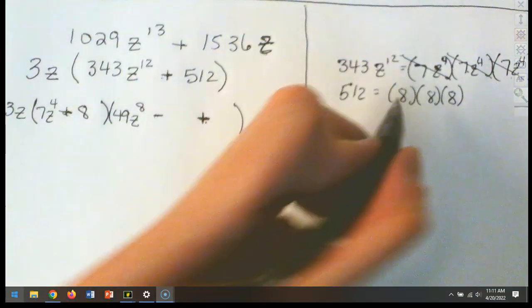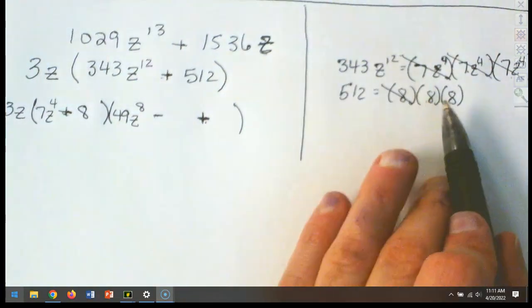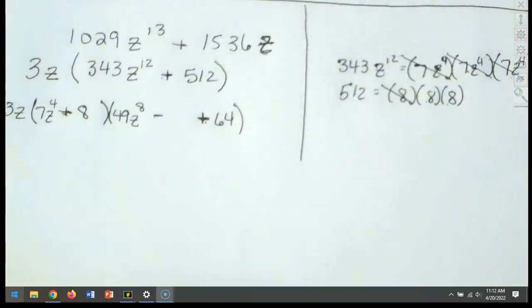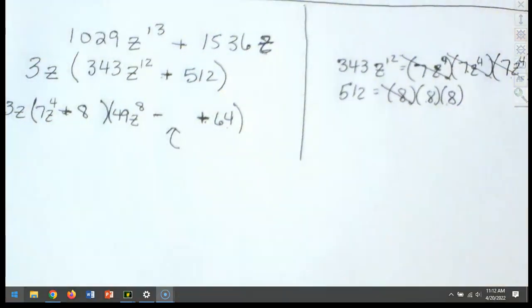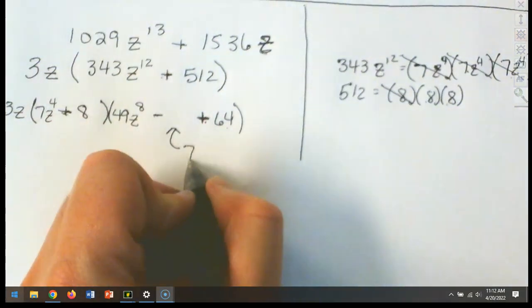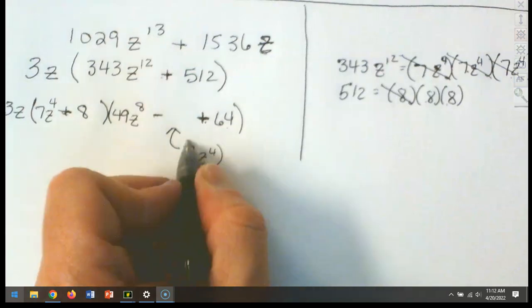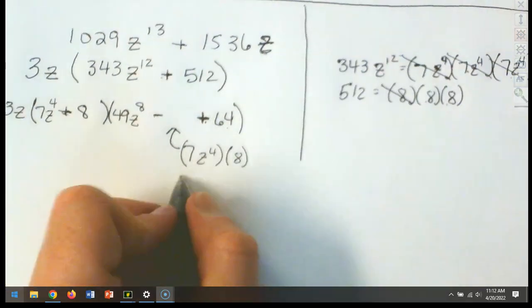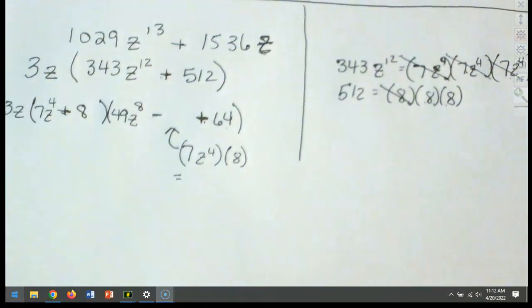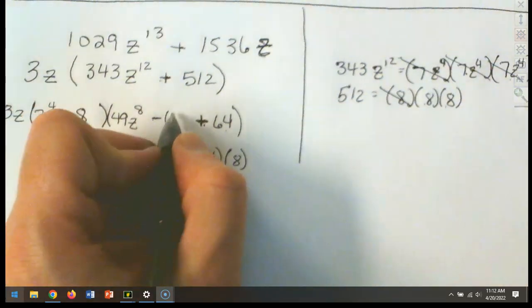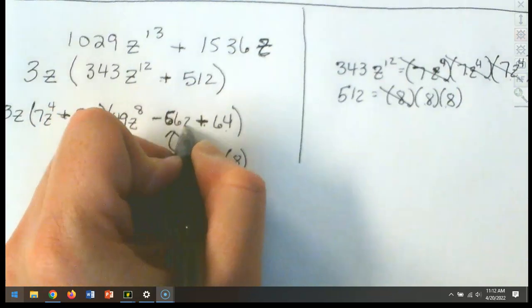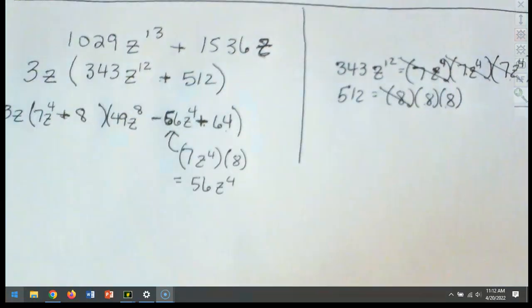And then we've got an 8. Gone. And 8 times 8 is 64. That goes on the end. And what goes in the middle? Those get multiplied together. So 7z to the 4th times that 8. Well, that comes out to be what? Okay, we've got 7 times 8, and that's going to be a 56. Z to the 4th in the middle. And there's your final answer.